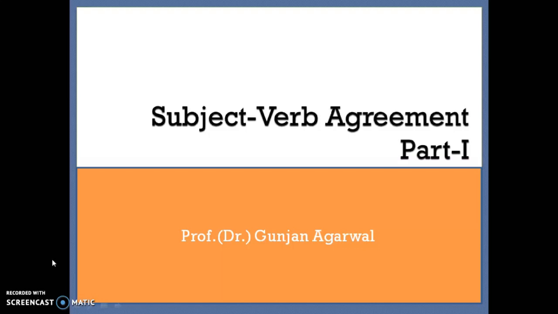Now, subject and verb both are the constituent parts of a sentence. We can make a very small sentence with the help of subject and verb. For example, dogs bark, birds fly. Now, in this part 1, we would learn how to make use of correct verb, because in a sentence, verb should be used according to our subject.